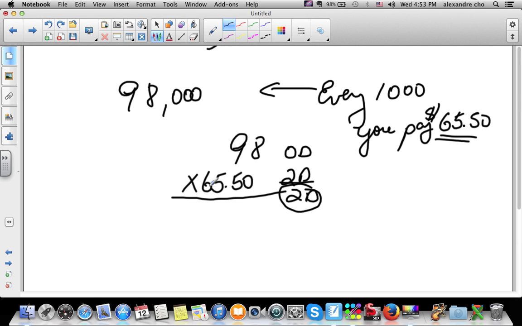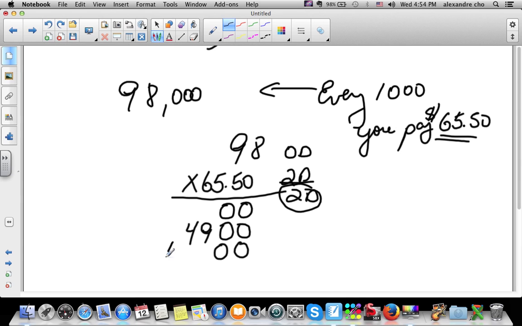Okay, so let's multiply. Zeros. 0 times 8 is 0, 0 times 9 is 0. So let's move 1 over by putting a 0 here. 5 times 8 is 40, goes 4. 5 times 9 is 45, plus 4 is 49. Let's do the second 5. And let me add 2 zeros.